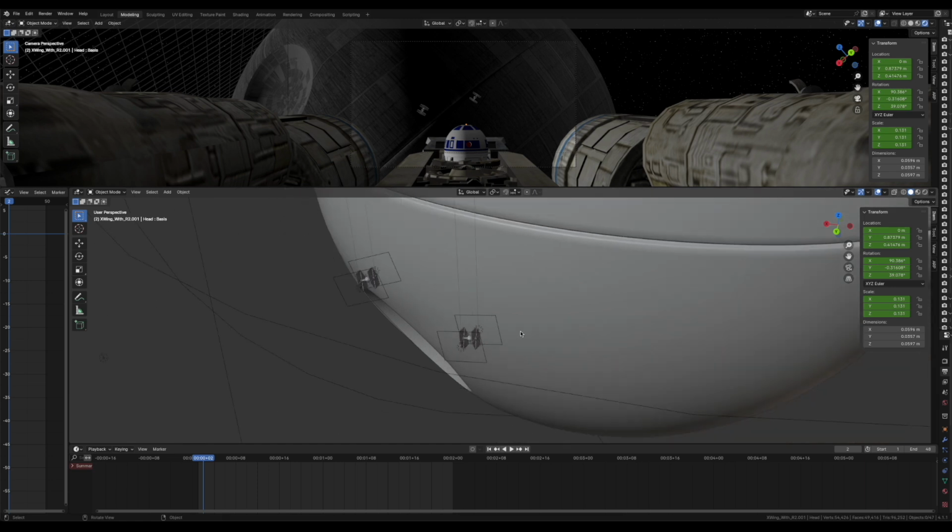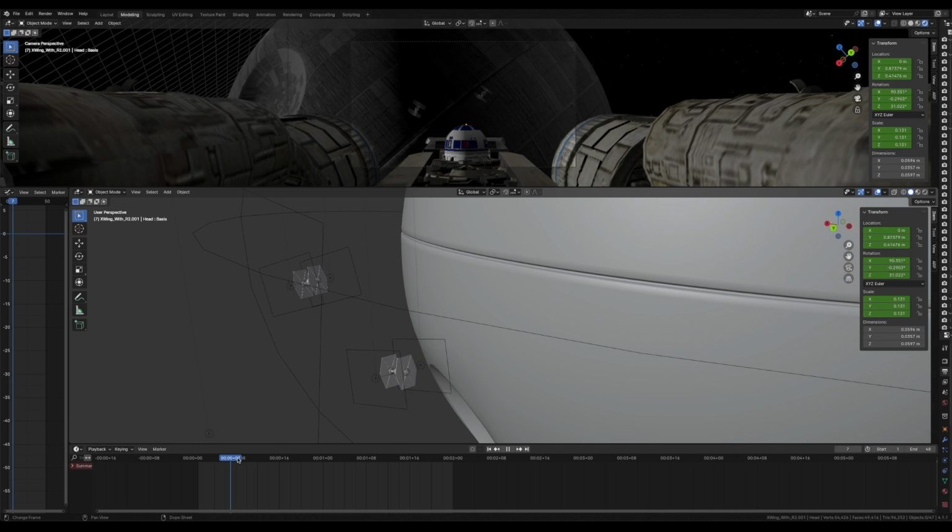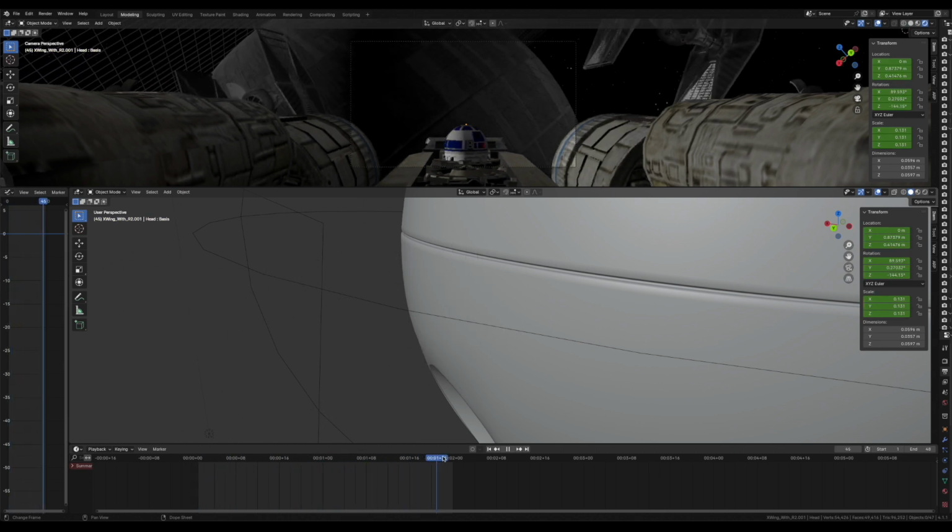Pretty simple. A couple of keyframes on each, and just controlling my camera in order to keep everything in frame.